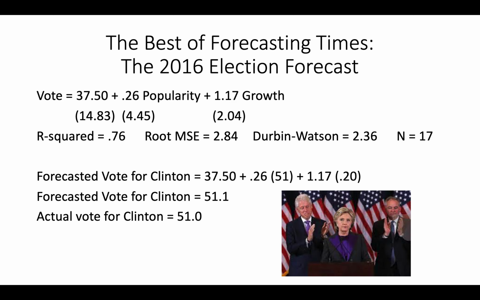51.1% is the forecasted vote for Mrs. Clinton. And the actual vote, two-party, remember this is two-party popular vote, was 51% for Clinton. So the forecast was just 0.1% off, which is about as close to a perfect forecast as you're going to find. Thus, the best of forecasting times would have been that 2016 election.